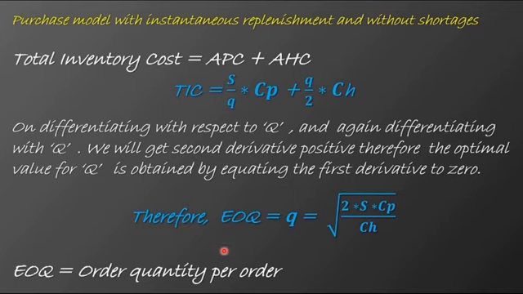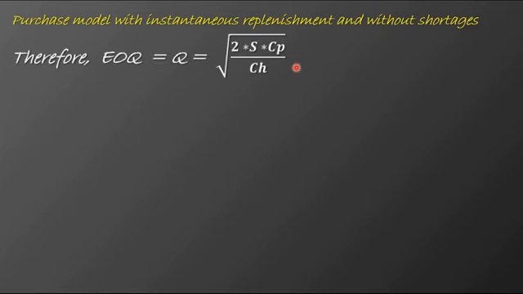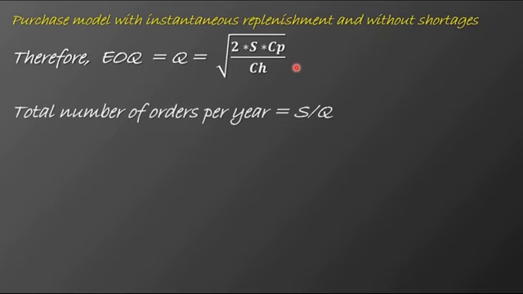And remember, at economic order quantity, annual procurement cost and annual holding cost are the same. So if Q is equal to under root 2 SCP divided by CH, the total number of orders per year is S by Q, that is annual consumption divided by order quantity.